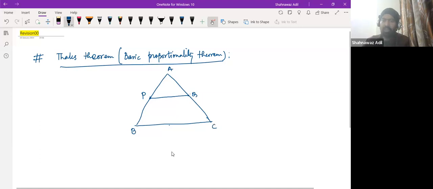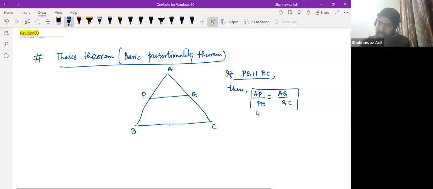So this Thales theorem says that if PQ is parallel to BC, then what do we have? Then the ratio AP by PB is equal to AQ by QC.